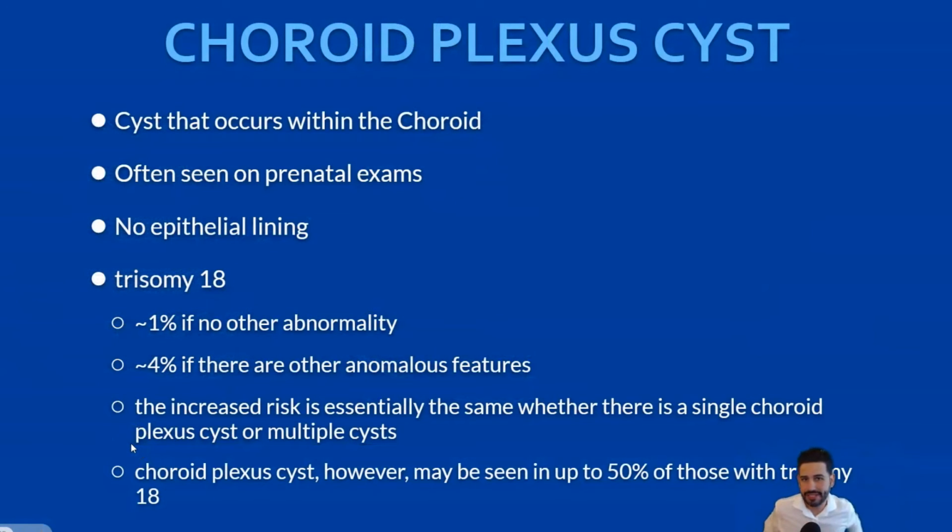All right, so choroid plexus cysts, very common. They occur within the choroid plexus. They are not true cysts as they don't have an epithelial lining. They're pretty commonly seen prenatally and also in neonates.